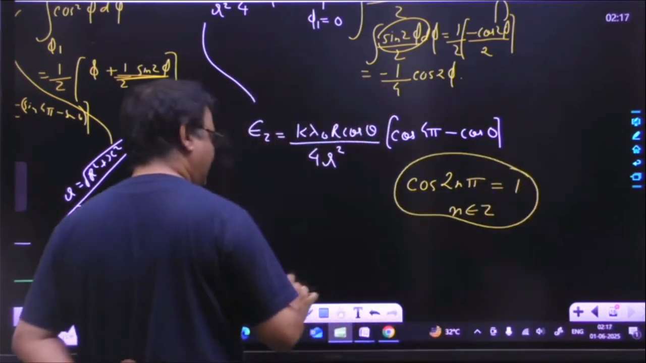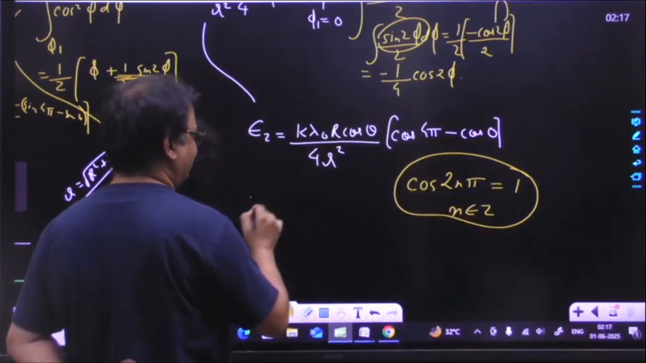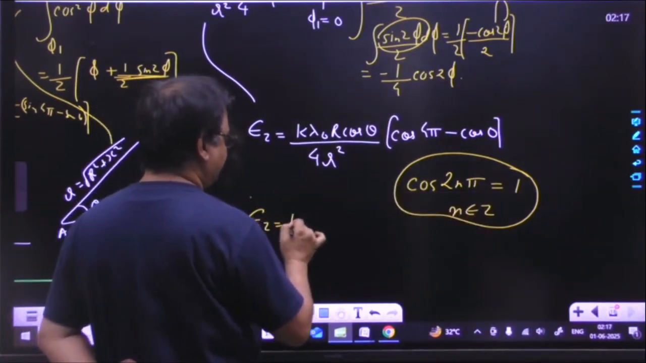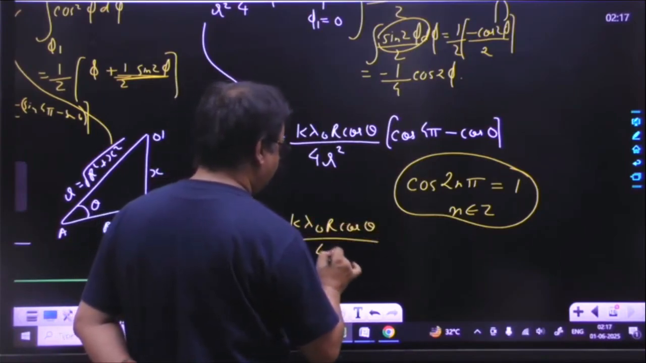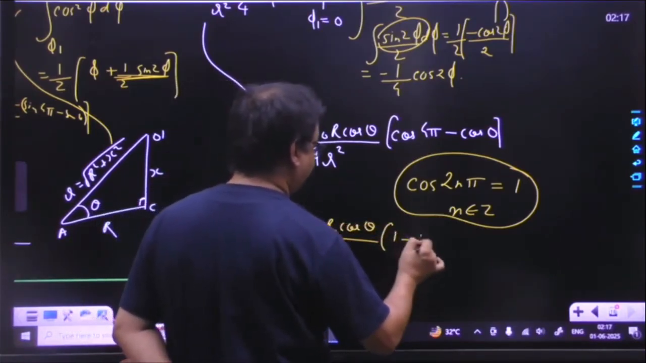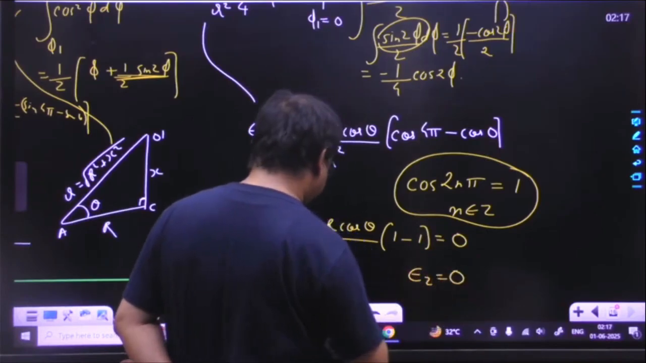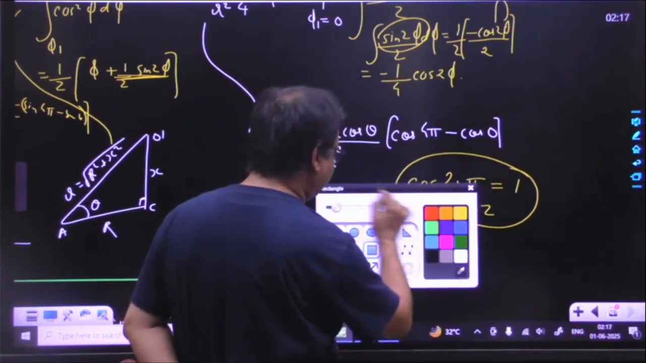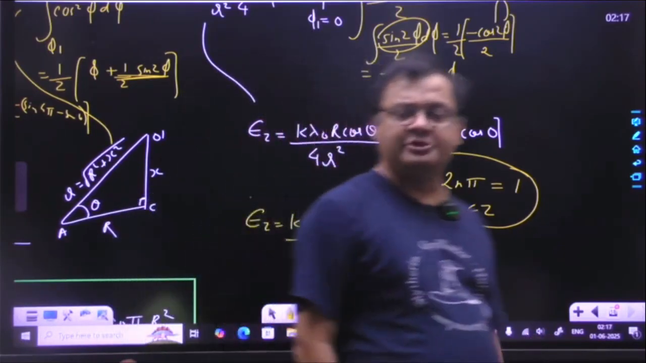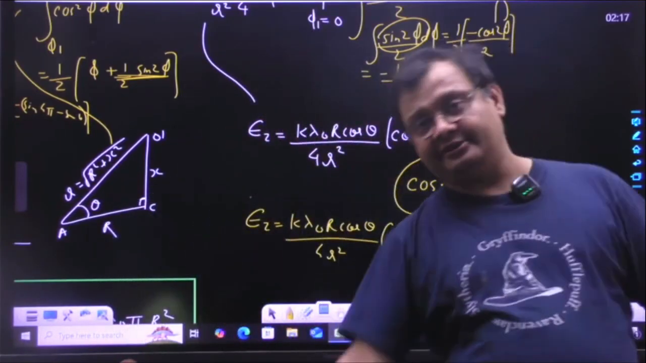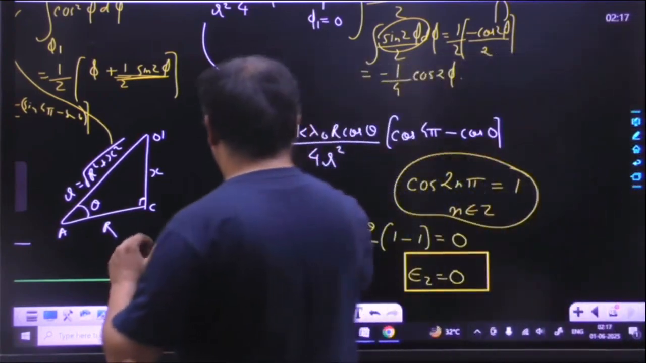Any even multiple of pi will have a value of cos equal to 1. So Ez will be k lambda naught r cos theta divided by 4 r square. You will get 1 minus 1, so the answer will be 0. So your Ez is also coming to be 0. Interestingly, out of the three-dimensional components, 2 components are coming to be 0. There is no field along the z-axis, and there is no field along the x-axis as well.